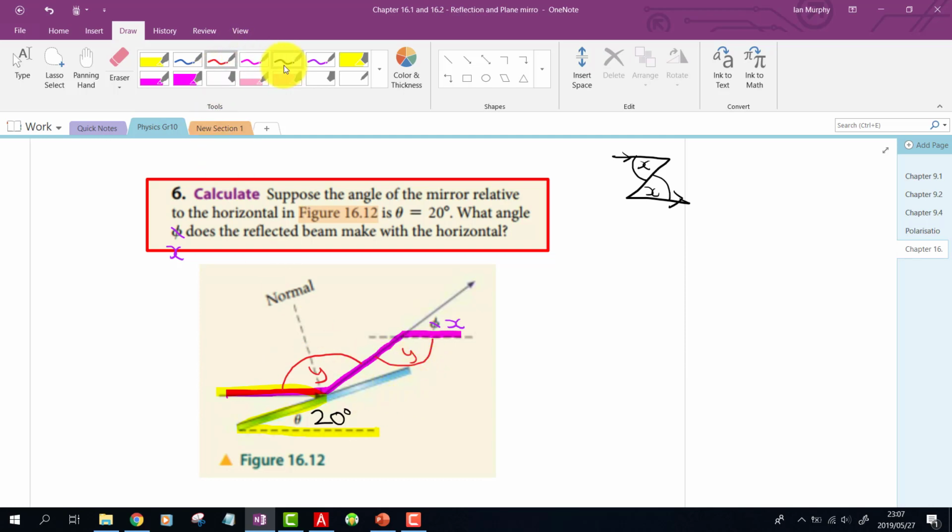Okay, so we start here with 20 degrees. That means this has to be 20 degrees. We know that the normal and this makes an angle of 90. 90 minus 20 is equal to 70 degrees. So this angle here will be equal to 70 degrees, and this is the angle of incidence. The angle of reflection will be the same angle. Let me just use a different color to distinguish.